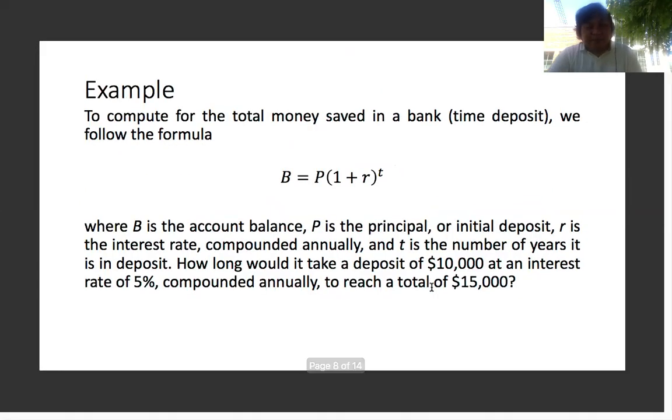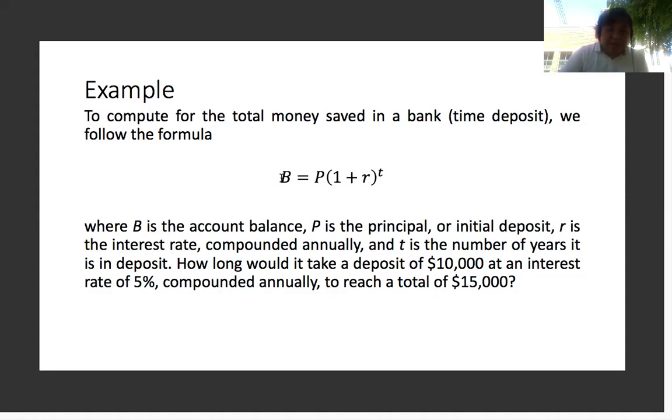All right, so here we go. To compute the total money saved in the bank time deposit, we follow the formula B is equal to P times 1 plus R over T. This is a very, very common formula, a balance formula, a total money formula for investments or deposits.